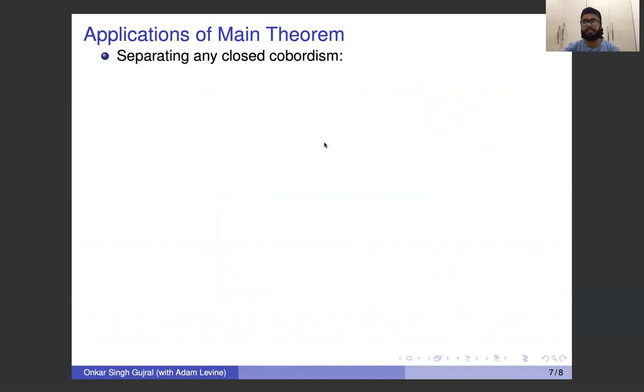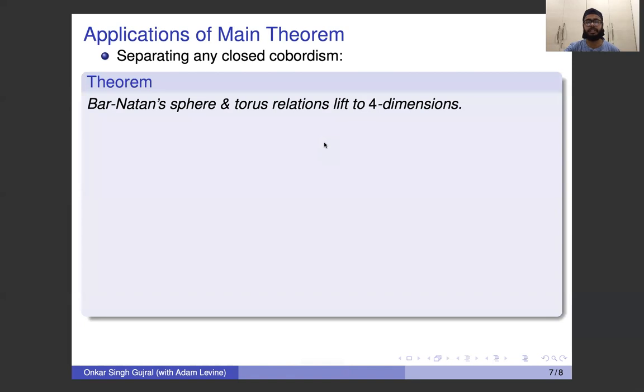Okay, so now we'll discuss a few applications of the main theorem. The primary application is that we can separate out any closed cobordisms. So what do we mean by this? Bar-Natan wrote a paper on Khovanov homology where he introduced some sphere and torus relations. These tell us what kinds of Khovanov maps are induced by a sphere and torus in three-dimensional space. That is, what is the Khovanov map induced by an unknotted sphere and an unknotted torus in three space?